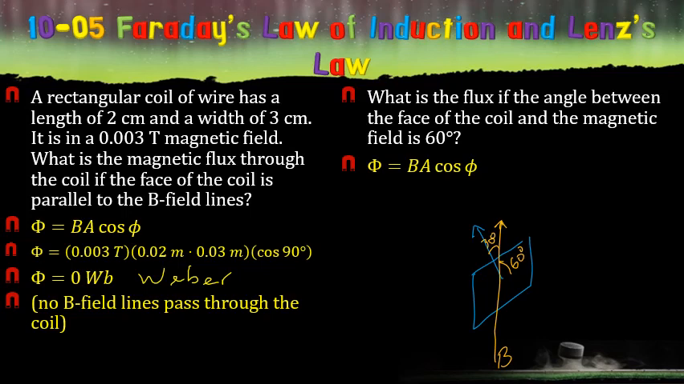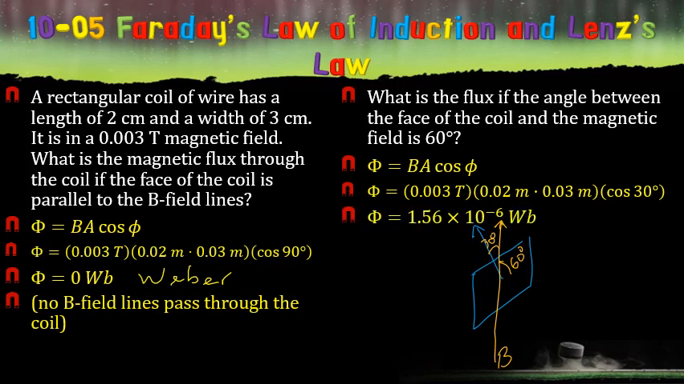So our flux is B A cosine phi. Our B was the magnetic field. The A, it's a rectangular loop, so it's length times width. Change it to meters. And our angle is 30 degrees, again, because it has to go to the normal, perpendicular to the loop. And I gave you an angle that goes to the face of the loop. We want to the normal of the loop. Multiply together, 1.56 times 10 to the negative 6 Webers.